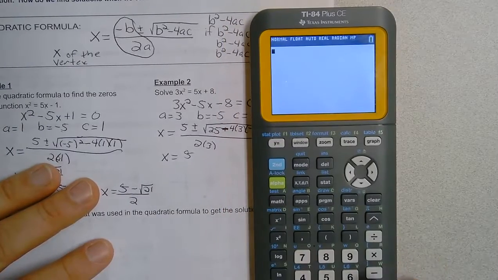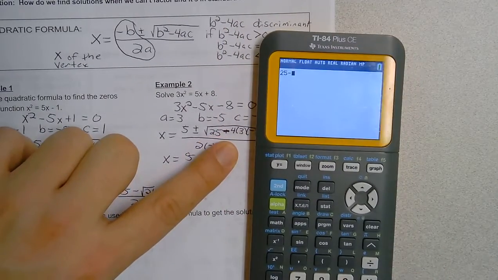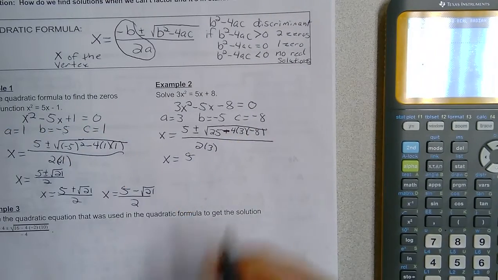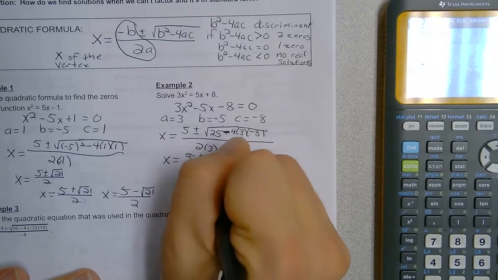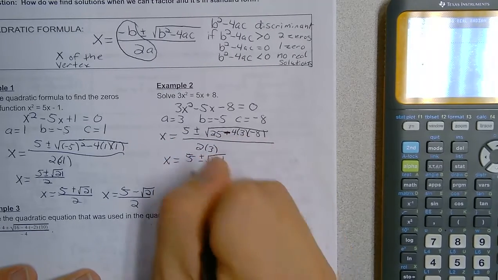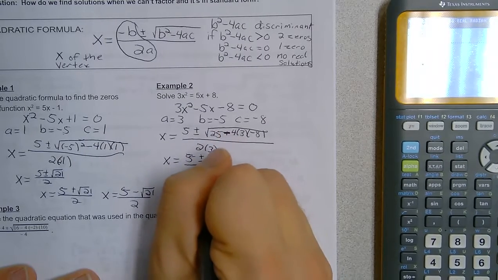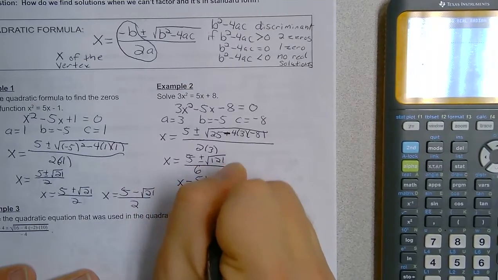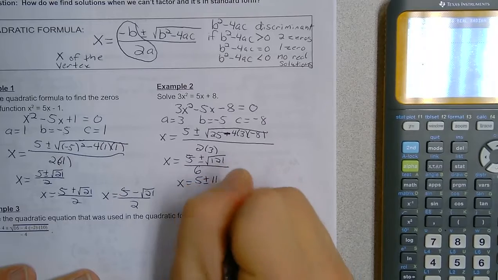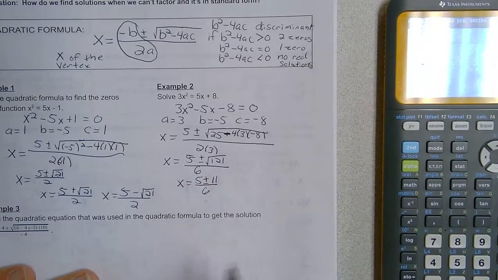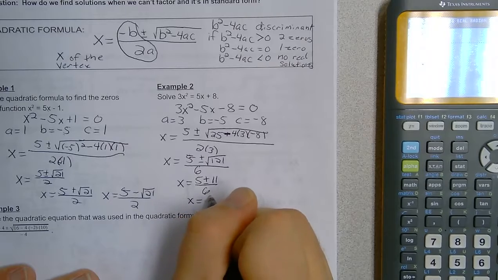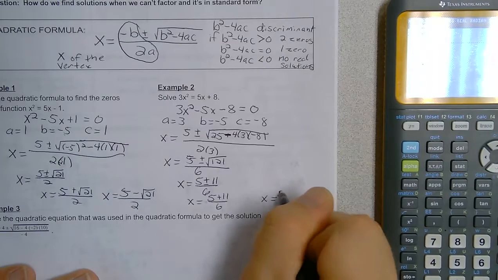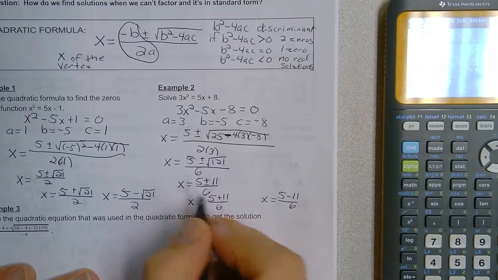So simplifying, we go 25 for the discriminant minus 4 times 3 times negative 8. I get 121. So 5 plus or minus the square root of 121 over 2 times 3 is 6. So simplifying that further, x equals 5 plus or minus the square root of 121, which is 11, over 6. So I'm going to break that up into its two parts. X equals 5 plus 11 over 6, and x equals 5 minus 11 over 6.